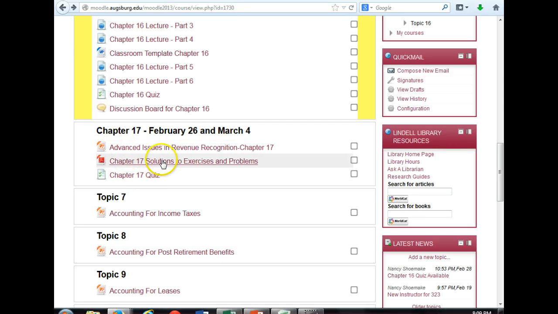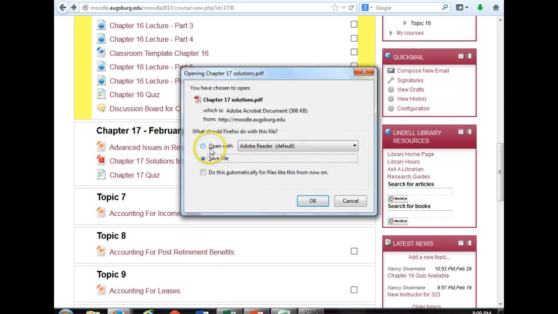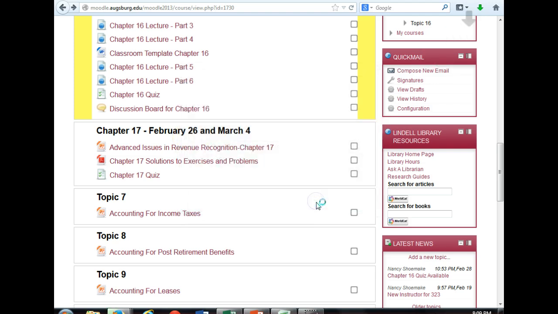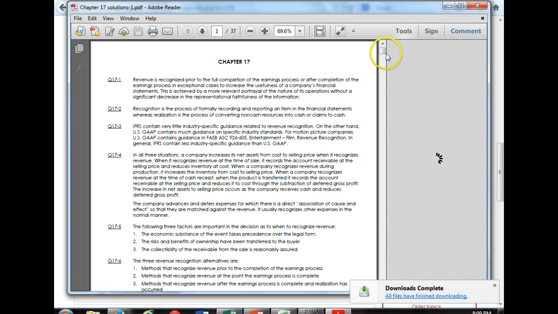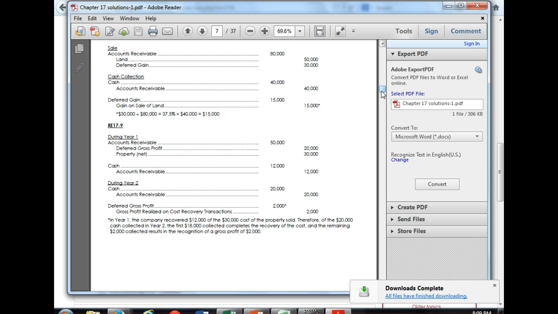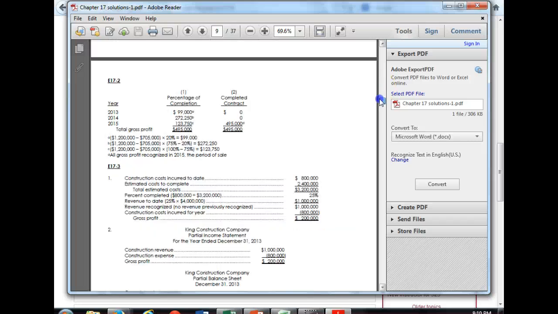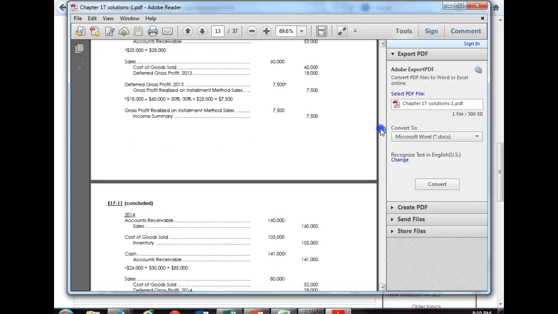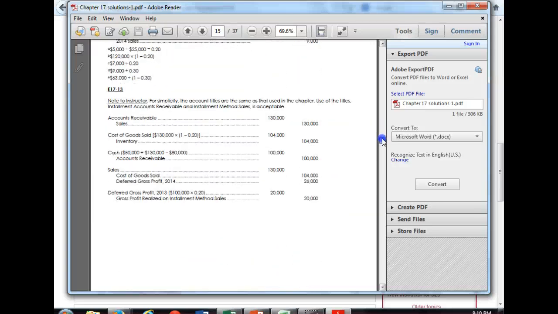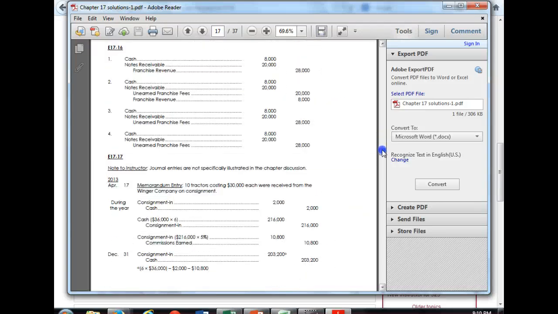Moodle. Solutions to exercises and problems. You need to go in here and I want you to look at problem 17.1. How many of you guys have looked at any of these solutions? Do you get that they're there to help you, like the questions? If I know you're not looking at them, I'll remove them. Yeah, I know. I'm joking.